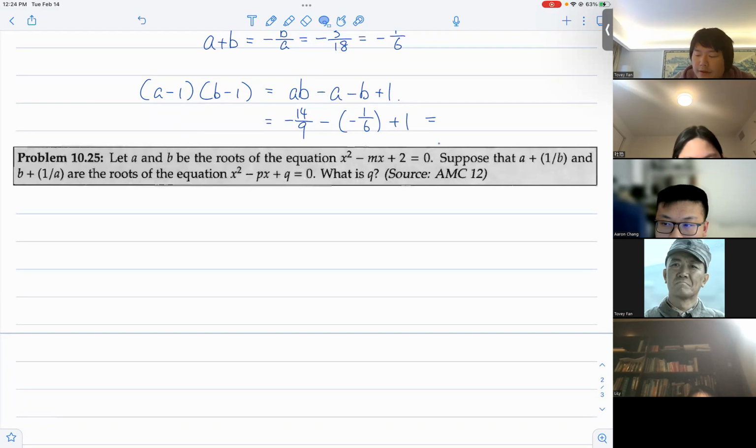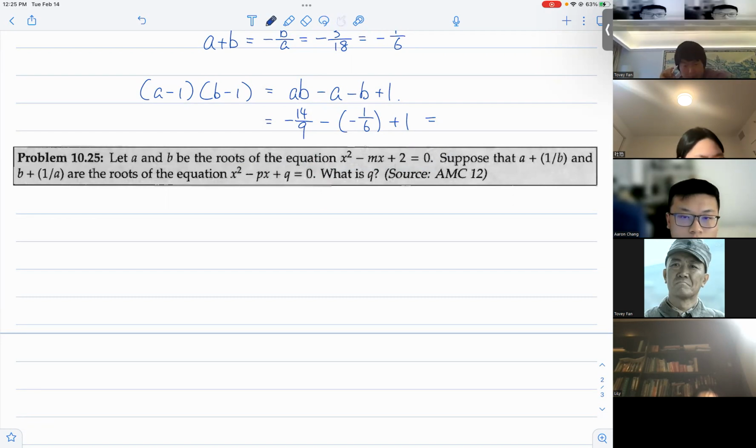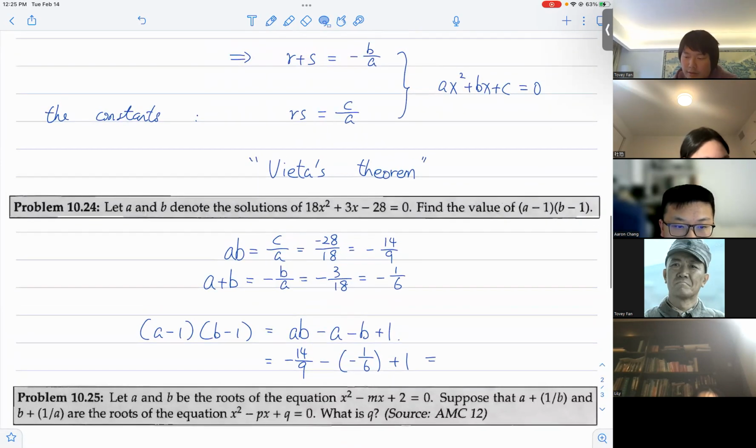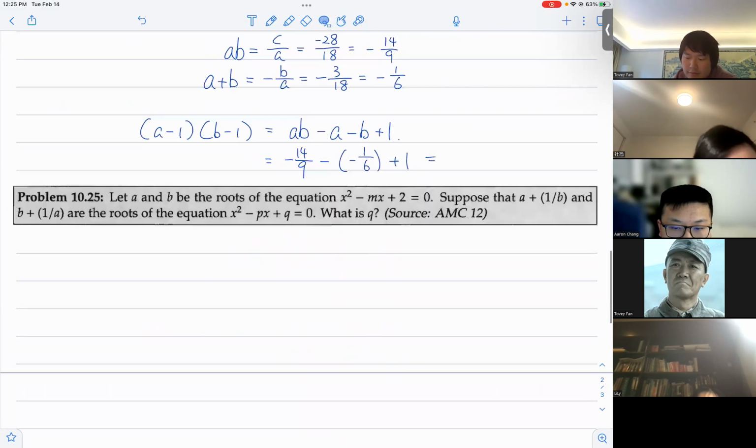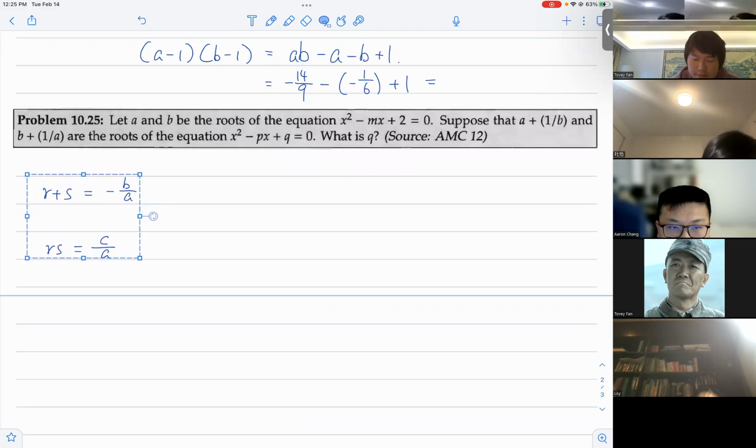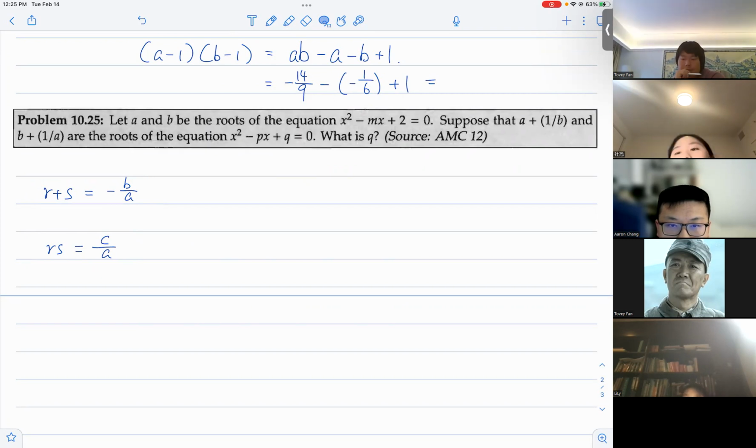A and B are the roots of this. Suppose that A plus 1 over B and B plus 1 over A are the roots for this. What is Q? Okay, I'm gonna copy down this. Does this mean that the equation for x squared minus mx plus 2 equals 0 is x minus a, x minus b equals 0 because a and b are the roots? Yes. Yeah. But Aaron, that's to prove the Vieta's theorem, right? You don't have to do that. You can just apply the two things here.